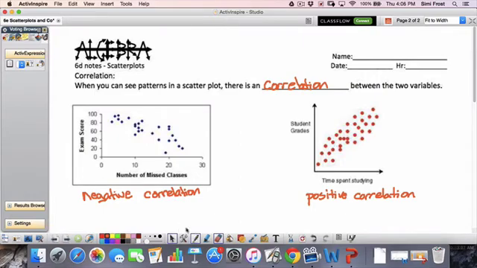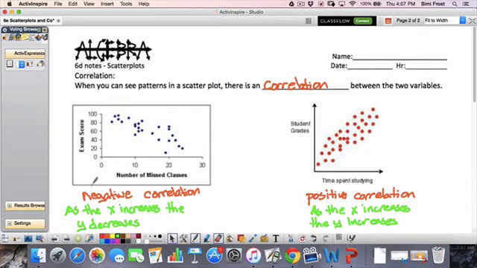But to put that into words, when we have a negative correlation, as the x increases, the y decreases. The y's are getting smaller. So this dot here has a small x, but a large y. This dot over here has a large x, but a smaller y. The opposite is true over here. As the x's increase, the y's increase. So small x and small y on this dot, but up here, large x and large y.